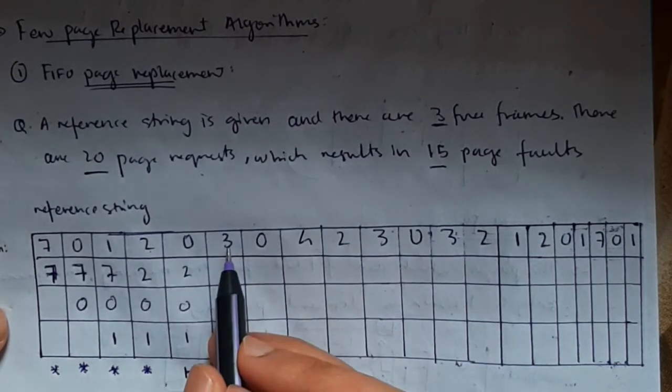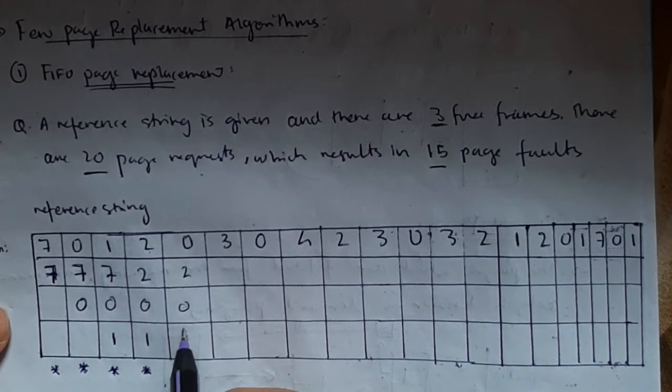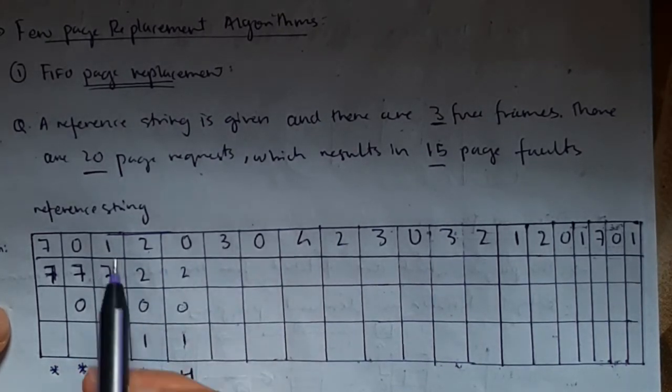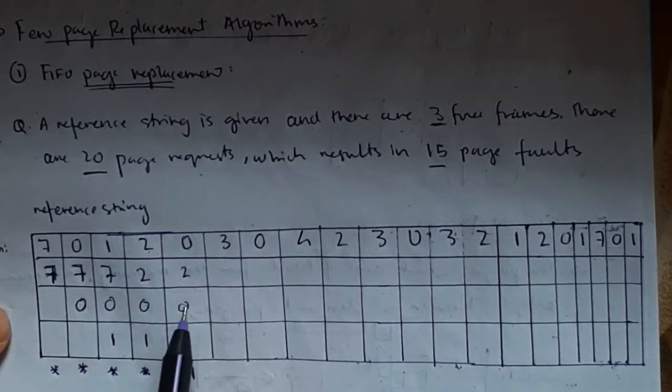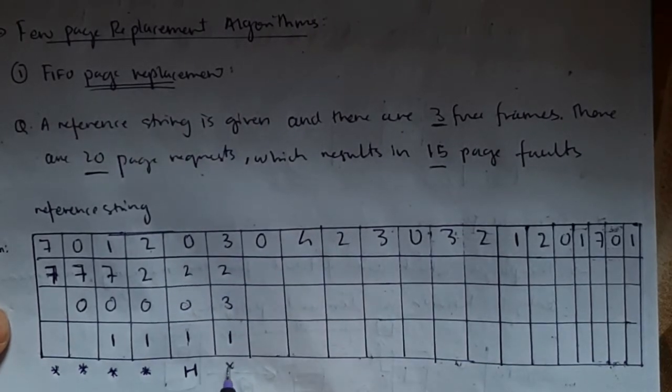Okay. Then 3. I have to replace one of these. So which one will I replace? The first one which was in. That is 0. See here, 0 came here first. So we'll replace 0 with 3. Then I'll mark a star here.